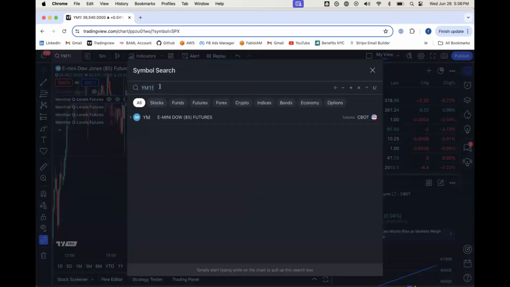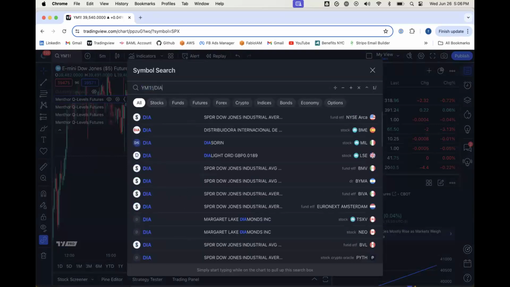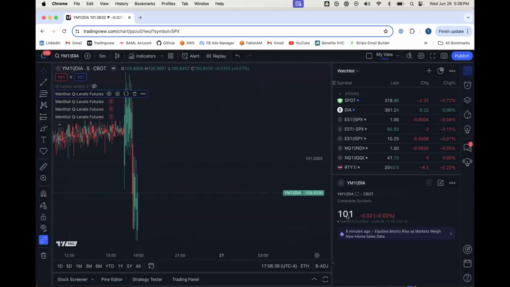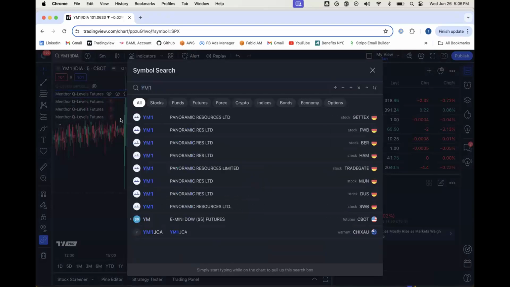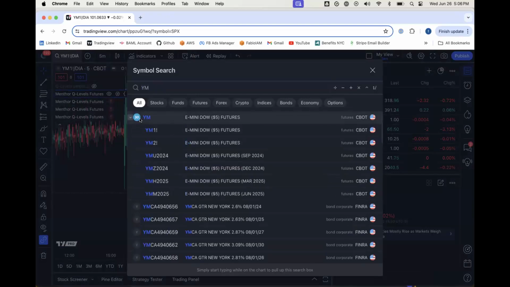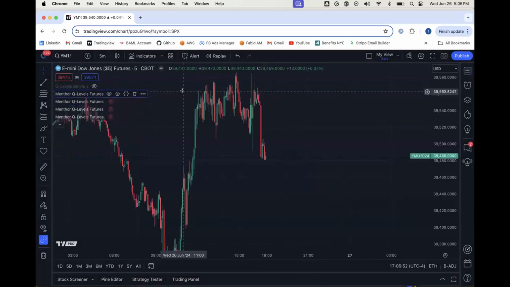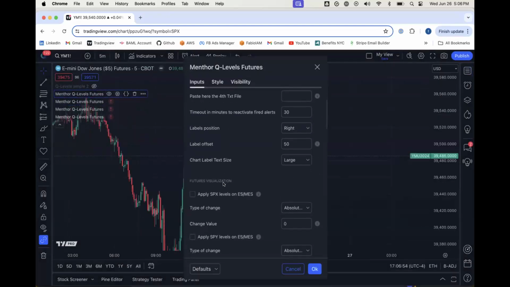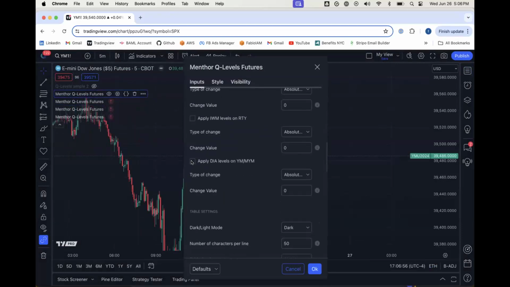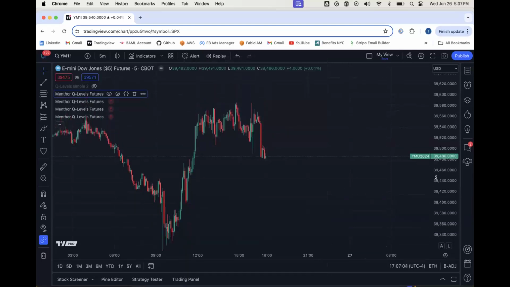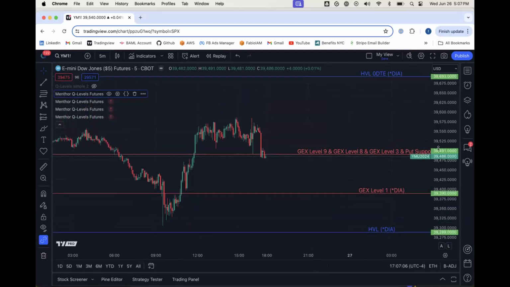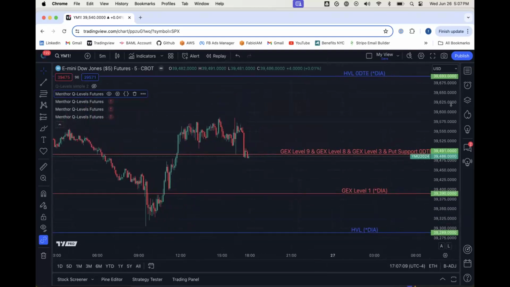And this is actually good for you guys to see how we also can calculate ratios automatically. So right now the ratio is about 1:1. So I would go back on my futures section, and then I can go into the futures data, and I can go down here where it says apply DIA level to YM. I apply my ratios and I type 1:1. And now I have my DIA levels on YM.